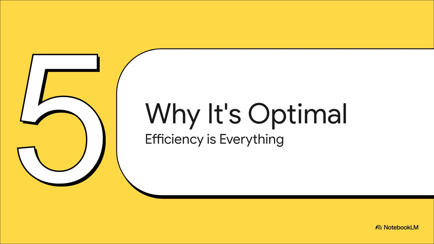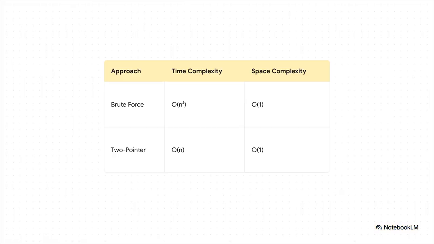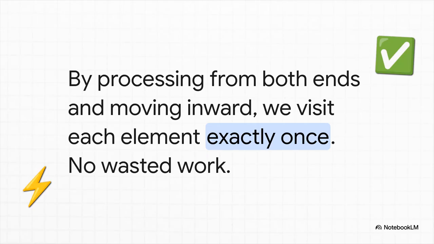So let's just step back and really appreciate why this is so much better. And the payoff is just so clear when you see the numbers side by side. By ditching those nested loops, we go from quadratic time to linear time. For a huge dataset, that's the difference between a program that finishes in a blink and one that could take, well, a very, very long time. The secret sauce is that single pass.